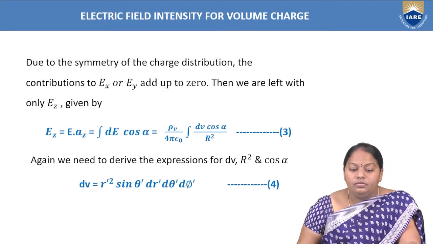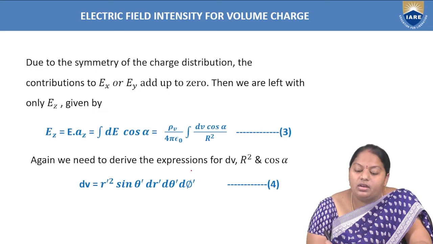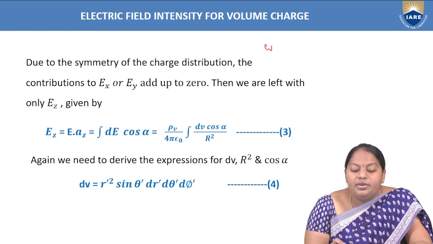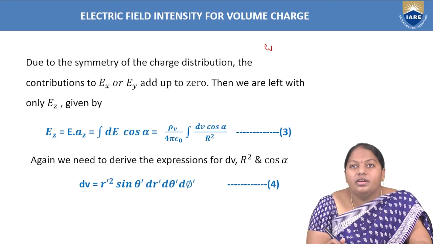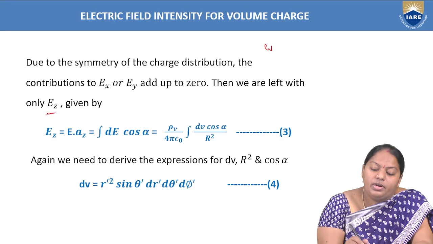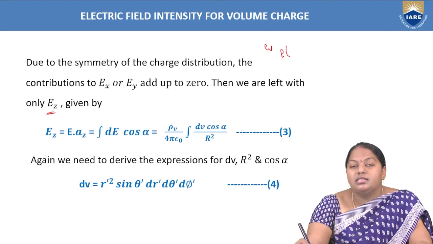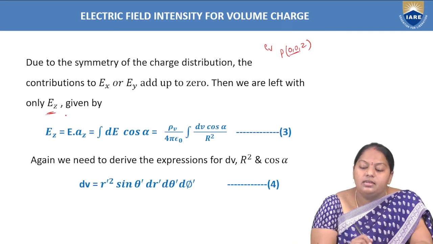Now due to the symmetry of the charge distribution, why? Because throughout that spherical region, the charge rho v is uniformly distributed. Hence, due to that symmetry of the charge distribution, the contributions to Ex or Ey add up to 0. Then we are left with only the Ez component. Hence, the point P where we are going to evaluate this electric field intensity E is located at 0, 0, z. That's why these two become 0, only the z component is left, hence Ez is given by.